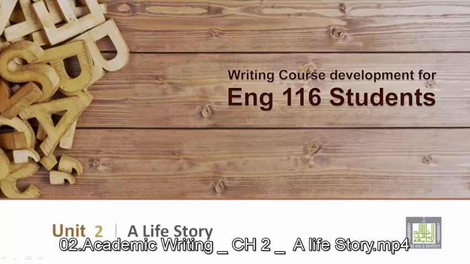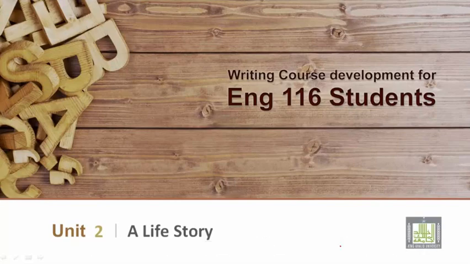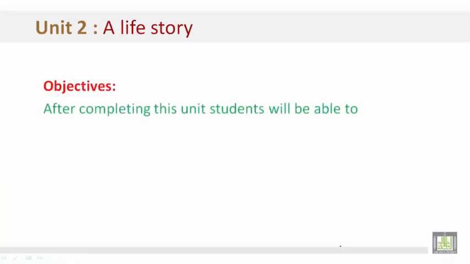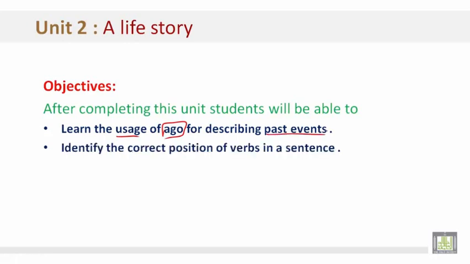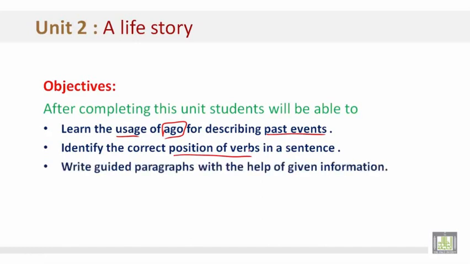Writing course development for English 116 students. Unit 2, a life story. Objectives. After completing this unit, students will be able to learn the usage of ago for describing past events, identify the correct position of verbs in a sentence, and write guided paragraphs with the help of given information.